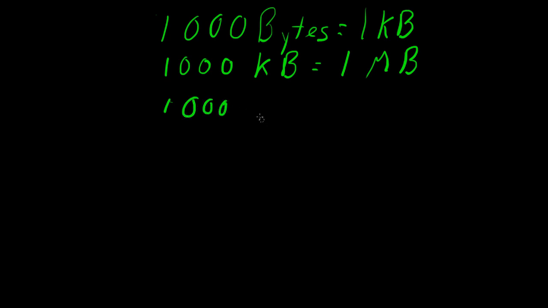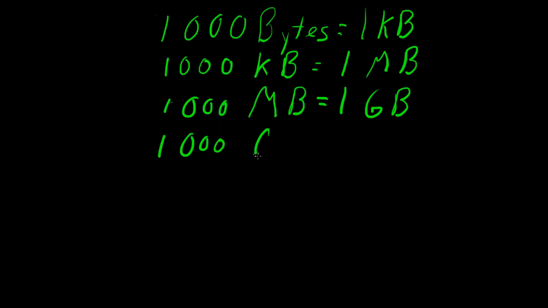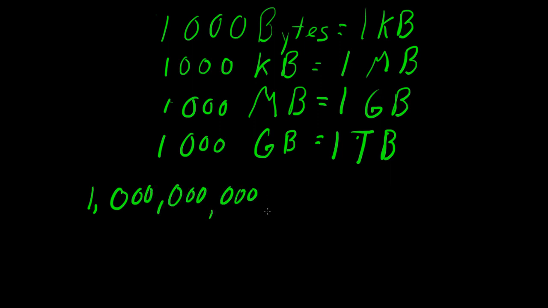And 1,000 megabytes would equal 1 gigabyte. And that would be 1,000,000,000 bytes. And 1,000 gigabytes would equal 1 terabyte. And if we were to put this all together, you notice we've got 4 sets of zeros here. So we've got 1, 2, 3, 1, 2, 3, 1, 2, 3, 1, 2, 3 bytes equal 1 terabyte. And that's how you get from 1 bit all the way up to a terabyte of information.